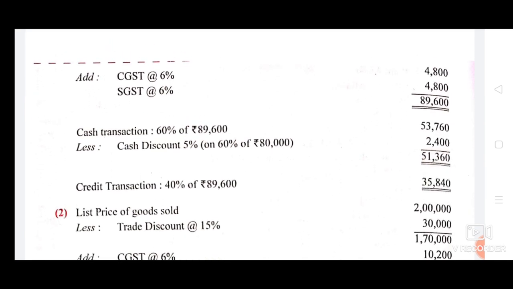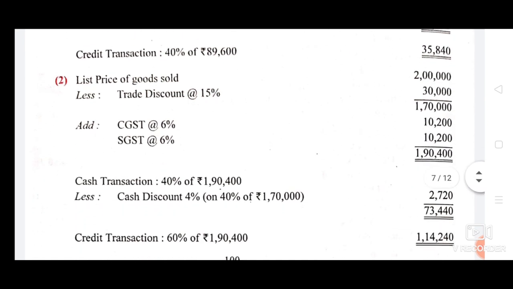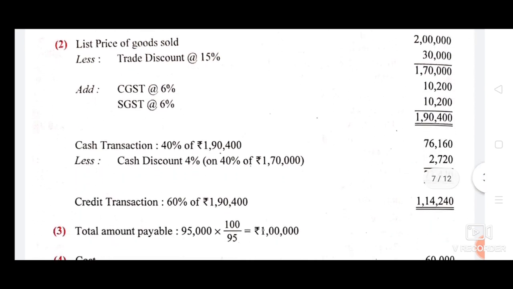Now remaining 40% transaction is credit transaction. 40% of 89,600 is credit transaction. So 40% of 89,600 is 35,840. Understood? Now while passing the journal entries we have to pass the journal entry for cash transaction as well as credit transaction. Understood? Now the next working of next transaction.